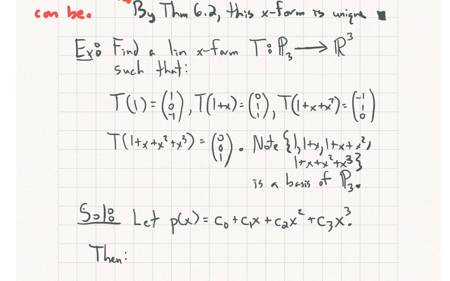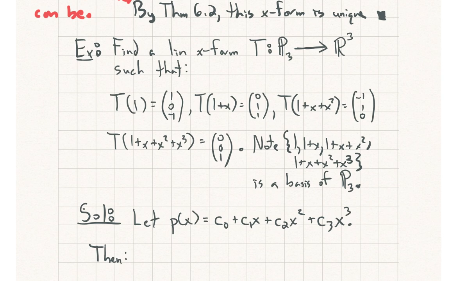And I'll tell you where these basis vectors go. 1 goes to the vector (1, 0, -1) in R3, our output set. 1 plus x goes to (0, 1, 1). 1 plus x squared goes to (-1, 1, 0). And 1 plus x squared plus x cubed goes to (0, 0, 1). I want to know what linear transformation does this. This kind of defines it, but what does this look like for an arbitrary polynomial? Where does that get sent?